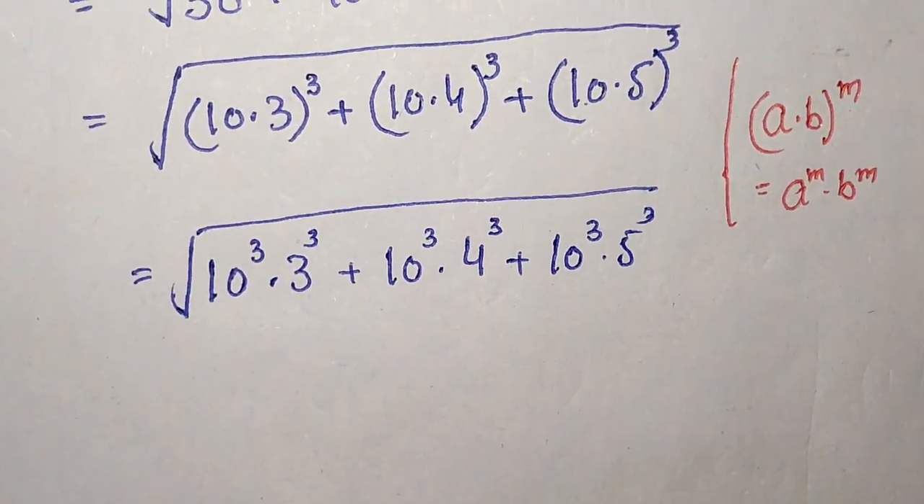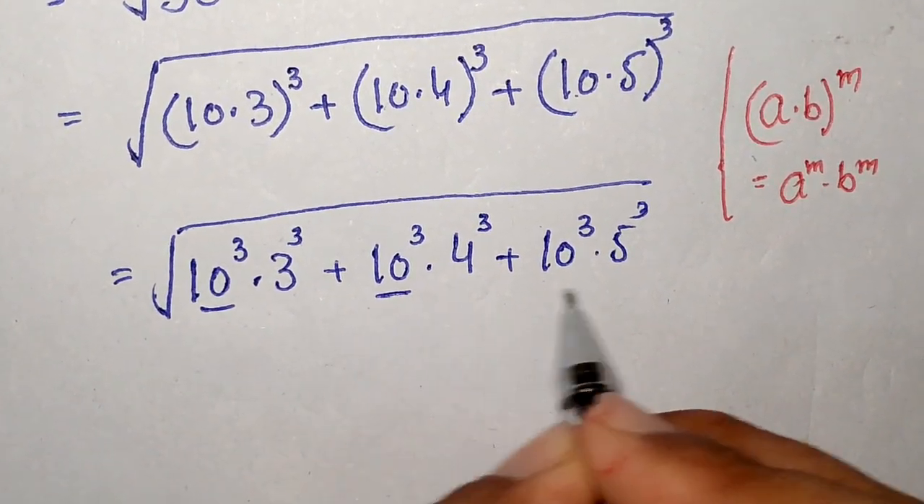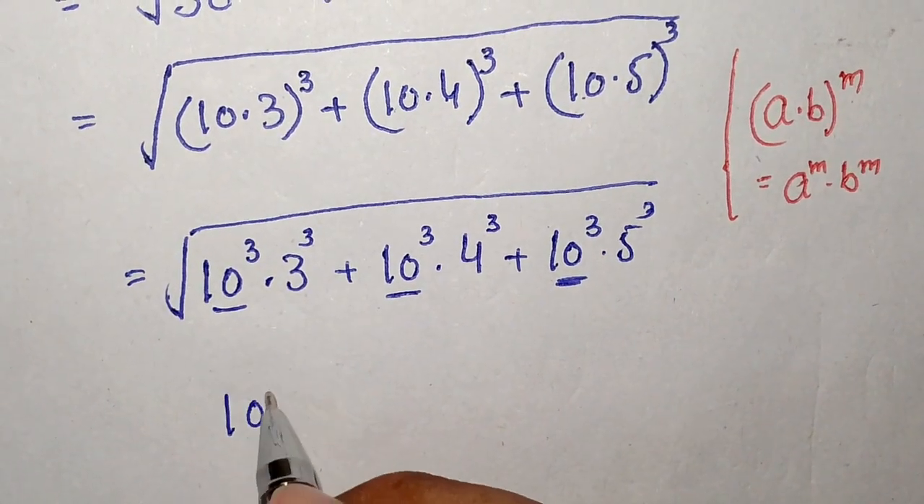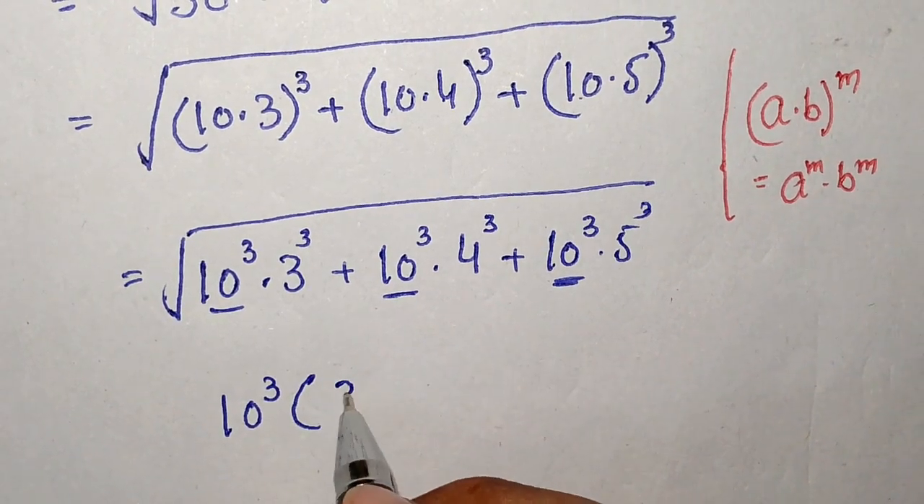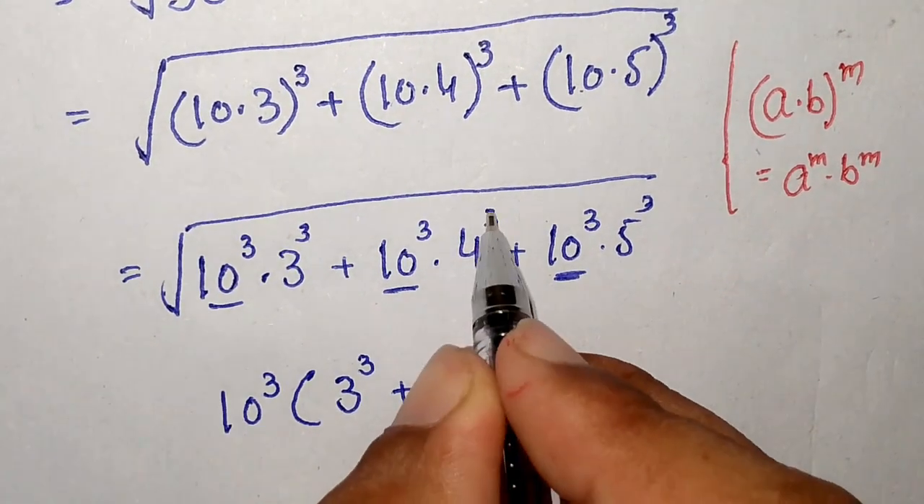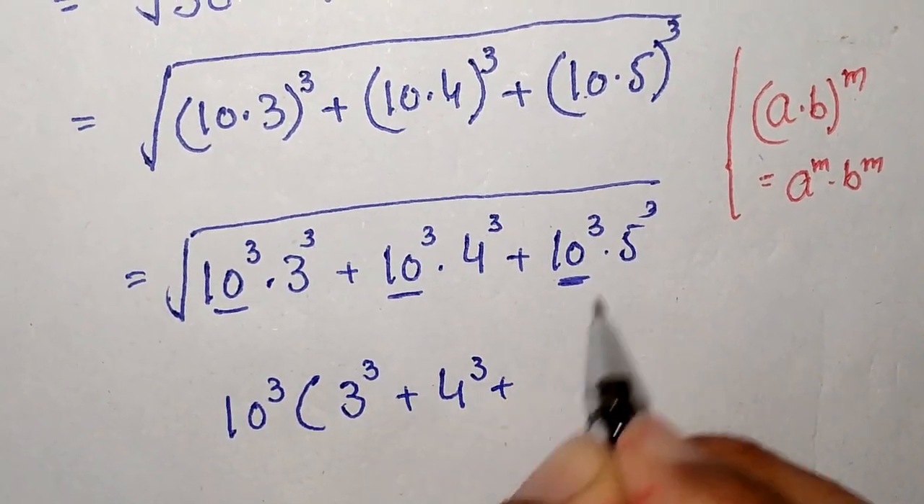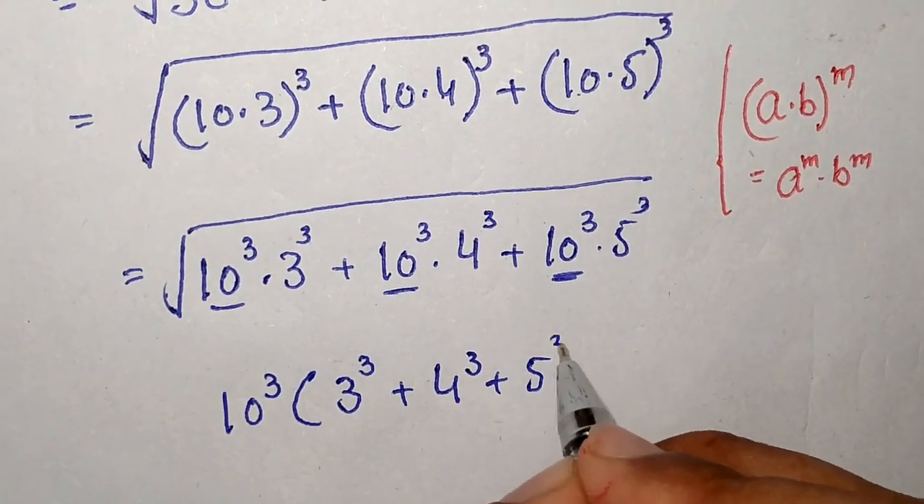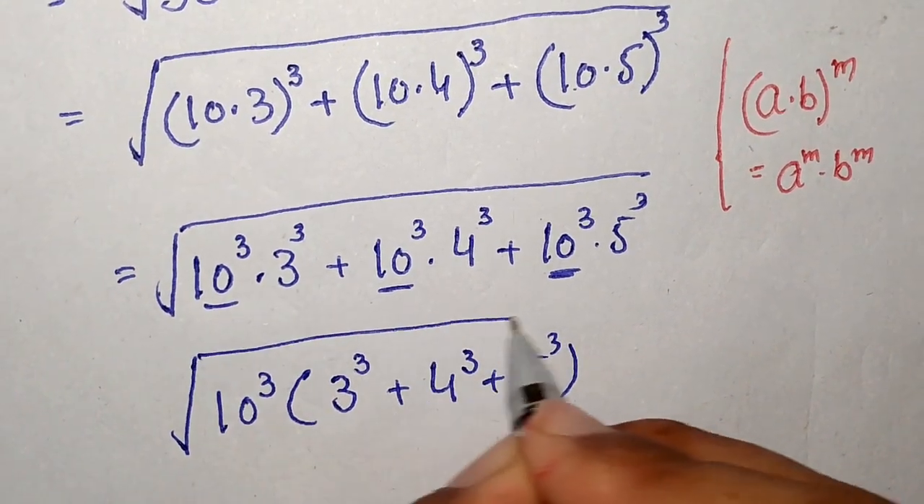Now in the next step, we have to take common 10 to the power of 3. So taking 10 to the power of 3 common, here 3 to the power of 3 is left plus 4 to the power of 3 left plus 5 to the power of 3 left, and whole square root.